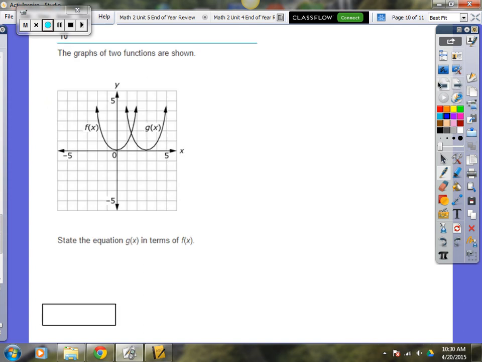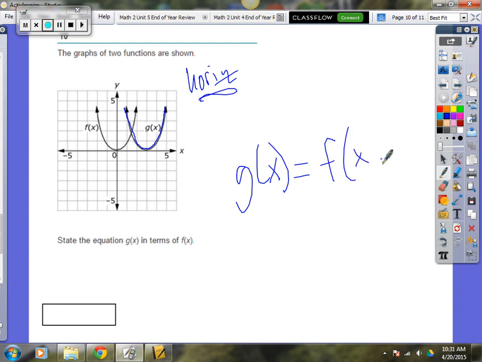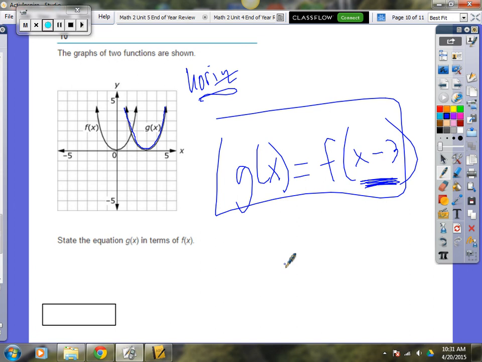Okay, the graphs of 2 functions are shown. How are they related? State the equation g of x in terms of f of x. So g of x equals, this g one looks like it's the same as f of x. All they did was slide it to the right, 1, 2, 3. So horizontal shift of 3. Horizontal shift of 3. So that means f of x minus 3. The horizontal shift happens in the parentheses. That's what we should end up with.